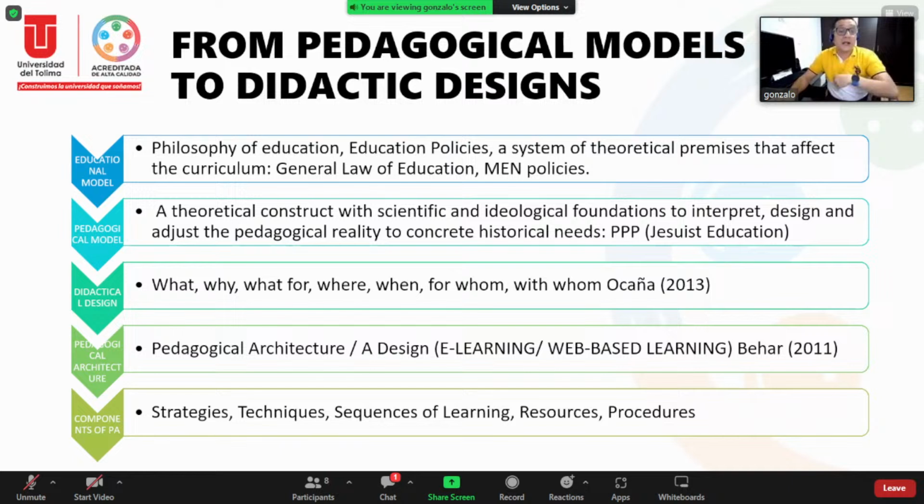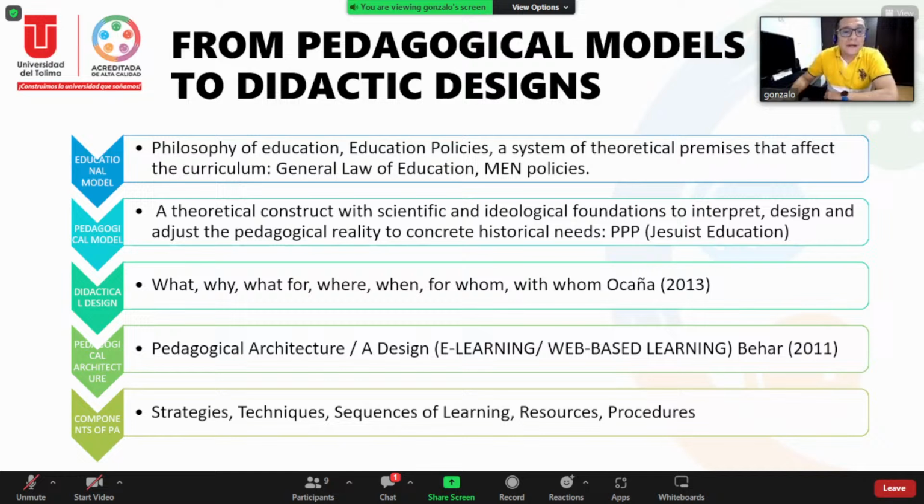This didactical design comes from a pedagogical model that is ruled by an educational model, and it specifically has to answer these questions: what to teach, why to teach it, what for, where, when, for whom. This is something that Ocaña, one of the authors whose articles and thesis from 2013 I had the chance to read, makes us aware of. And going down, we find that these didactical designs need to have a pedagogical architecture. I really like this term.